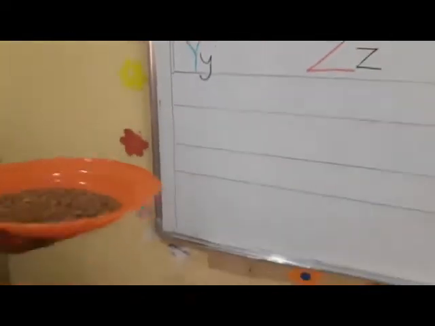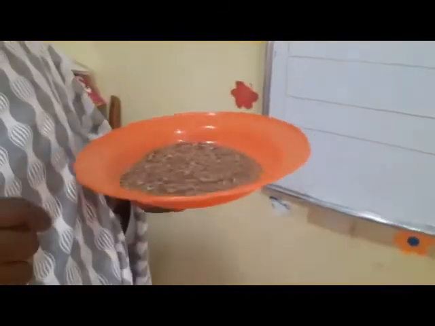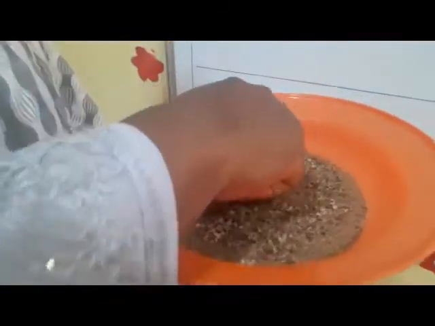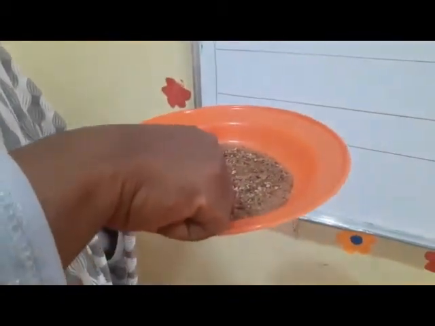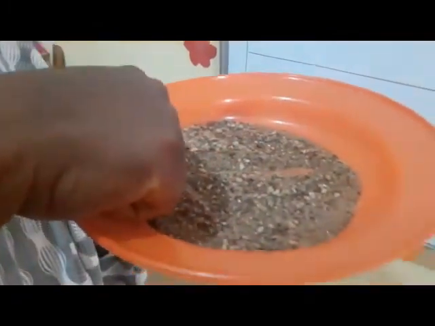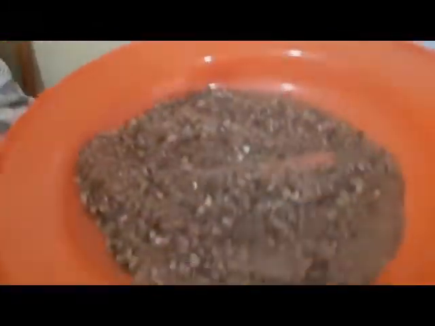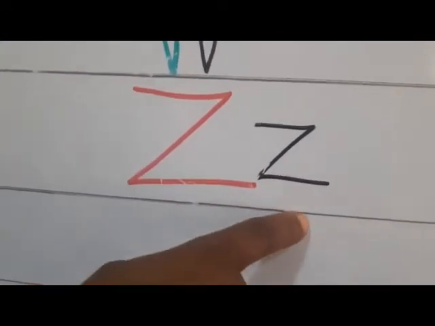And the last but not the least is letter Z. How do you write your letter Z? Dash. Slant to the left and dash. Very good. Again, dash. Slant to the left and dash. And the sound is what? Zzz. Very good. Great job.